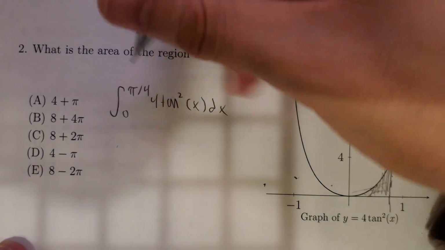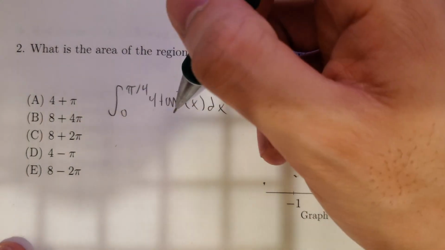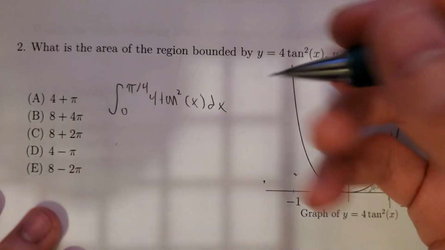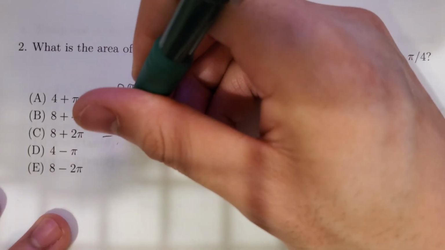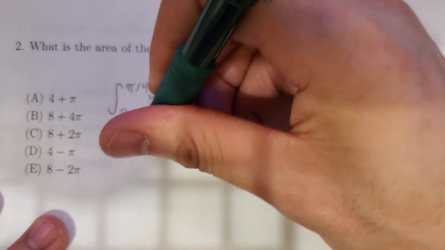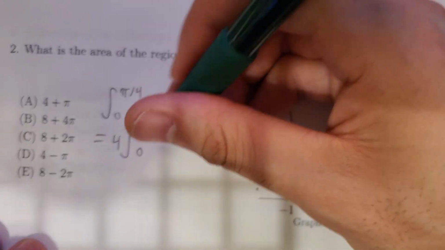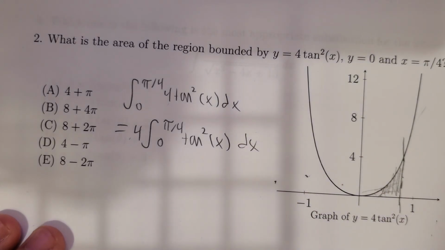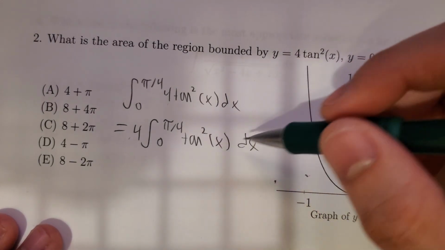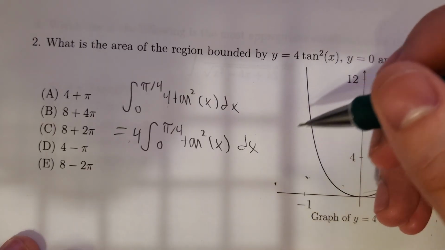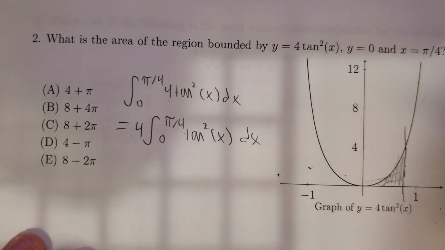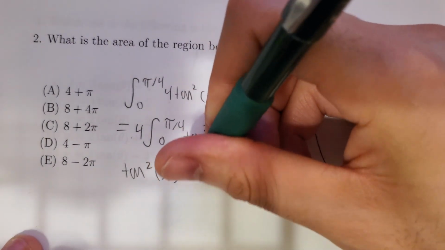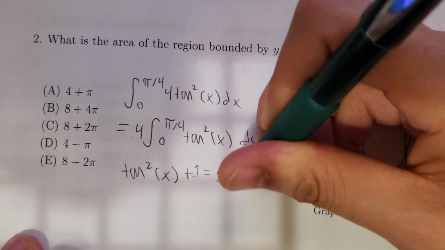And also, 4 is a constant, so we should take that out. It always helps to take the constants out of the integrand when you're integrating. So that ends up being equal to 4 times the integral from 0 to pi over 4 of tangent squared x. And from here, the integral of tangent squared x can be found by using an identity. Recall that tangent squared of x plus 1 is equal to secant squared x.